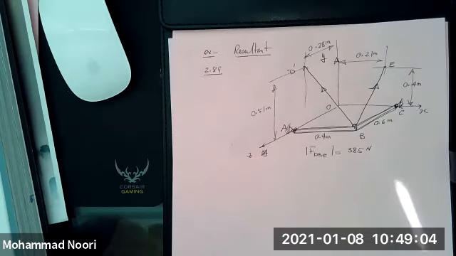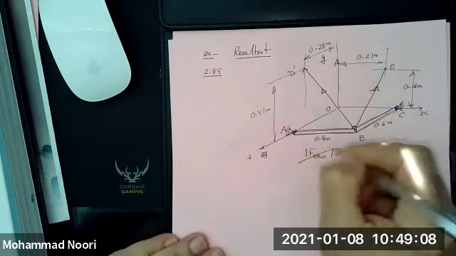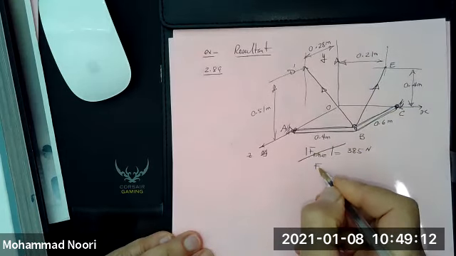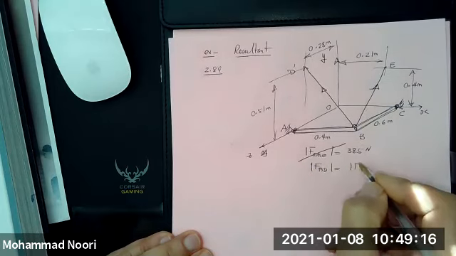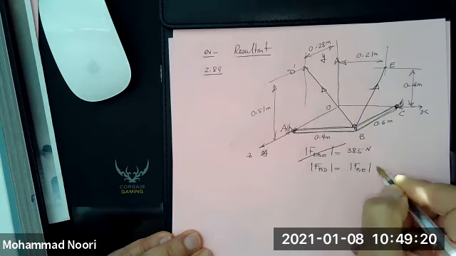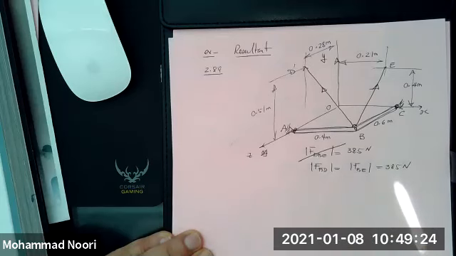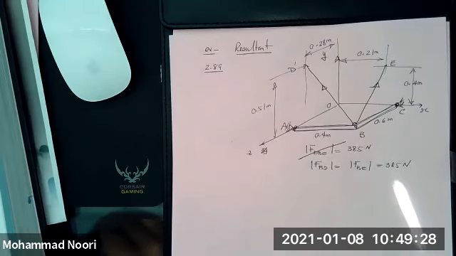So, in other words, instead of writing this, it is better to do it this way: the force in BD is equal to the force in BE and is equal to 385 Newton. So this is what has been given, okay?